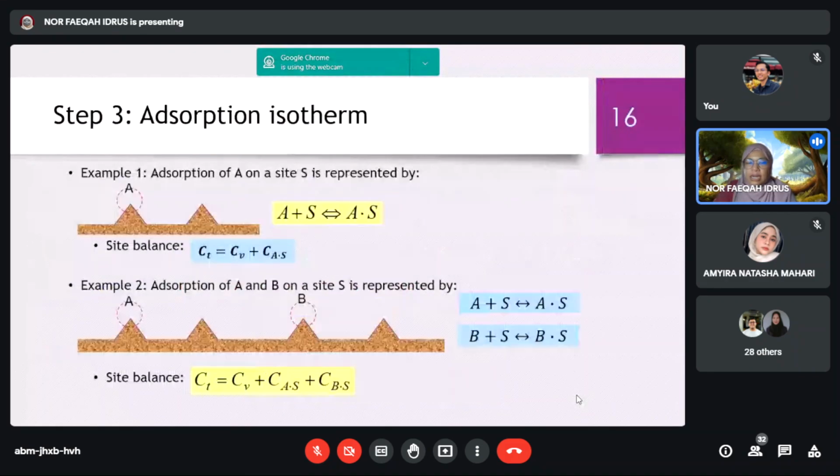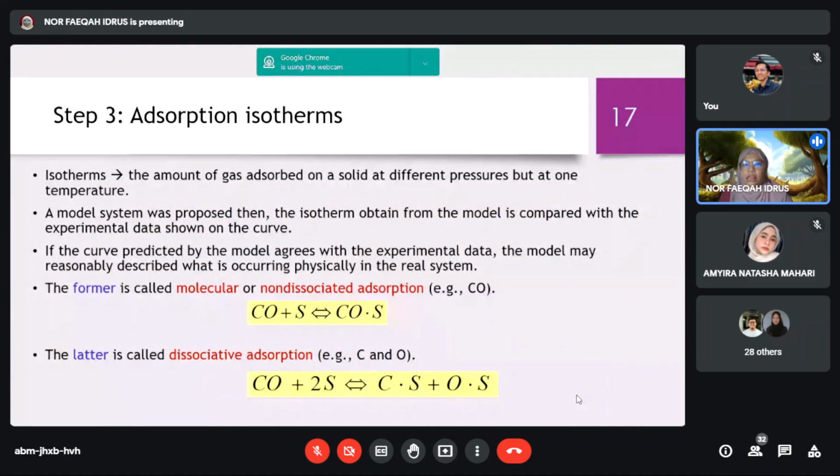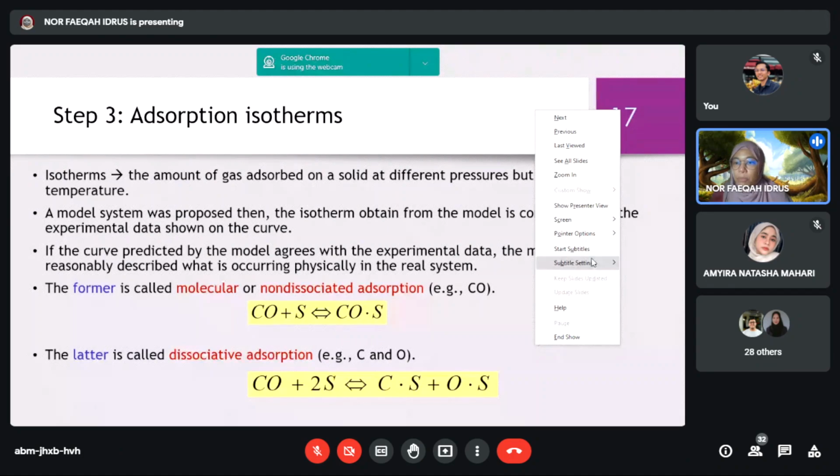Okay, so we have seen an example of adsorption. Now we look at the types of adsorption, how the chemisorption occurs. For the rest that I don't mention, it's just for your information so you can read on your own. There are two types of adsorption. First is molecular adsorption, or non-dissociated adsorption. This means in molecular adsorption, the reactant adsorbs as a molecule. For example here we have carbon monoxide.